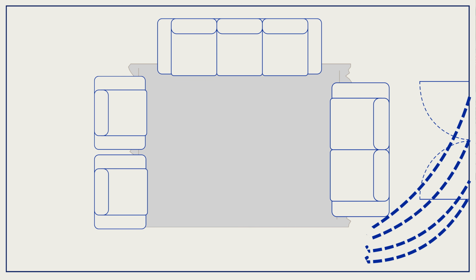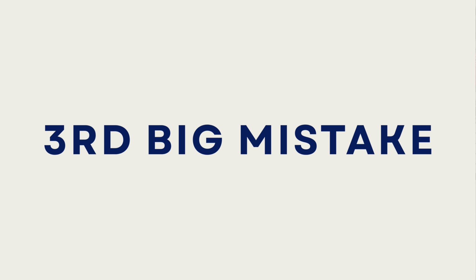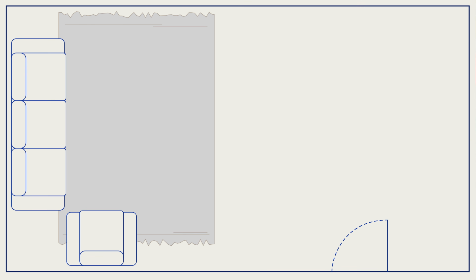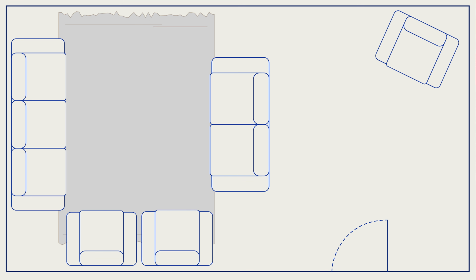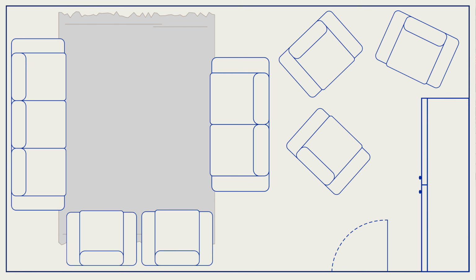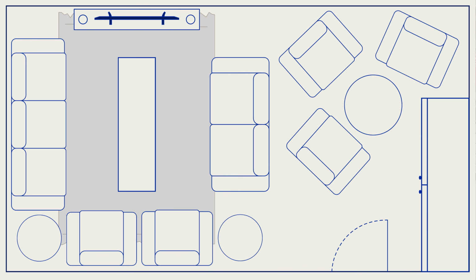This is why I said you need to observe where the entry points are, where the windows are, and basically how you're going to move through that space, because you don't want any objects, any furniture blocking the pathways. Next is overfilling the space with too many pieces, leaving no room to move comfortably. Just because you have space doesn't mean you have to fill it up. Remember, you also need room for circulation.